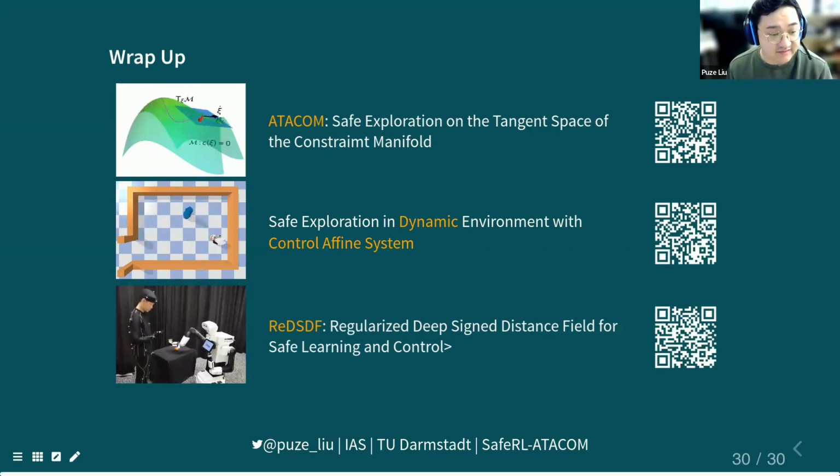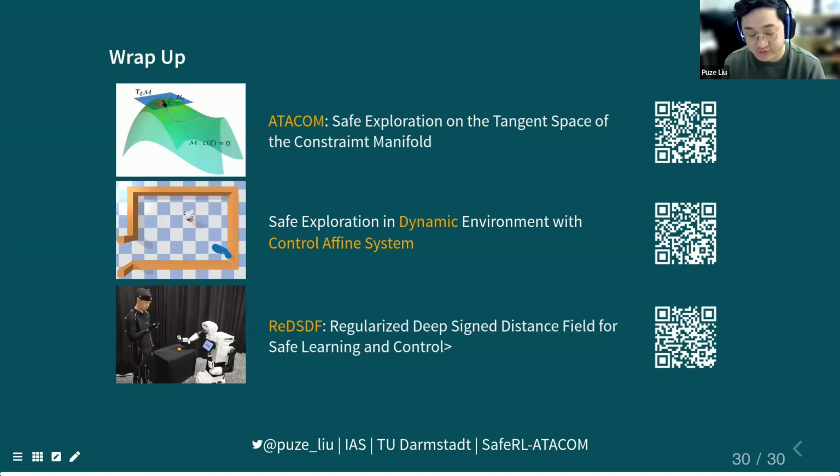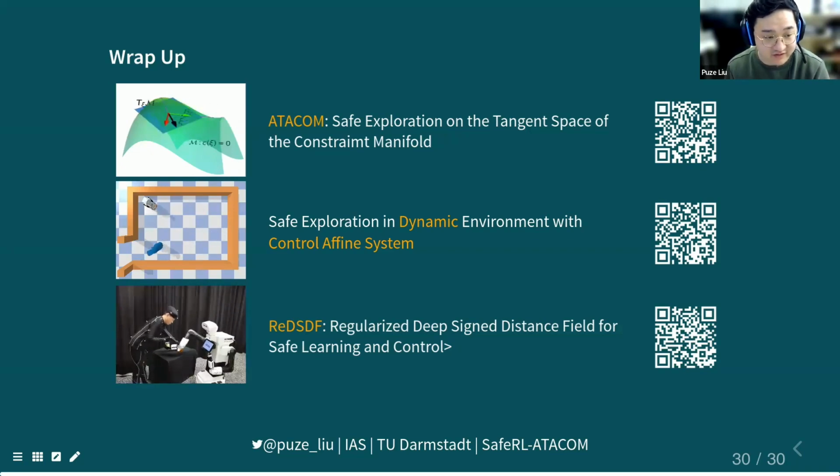But in this case, I think we are looking more at the decision level. Instead of looking into the very low level, on the torque level or the command on the torque level of the controller, we are looking into more decisions, like how you should go and where you should go. And this part is actually also important in reinforcement learning.